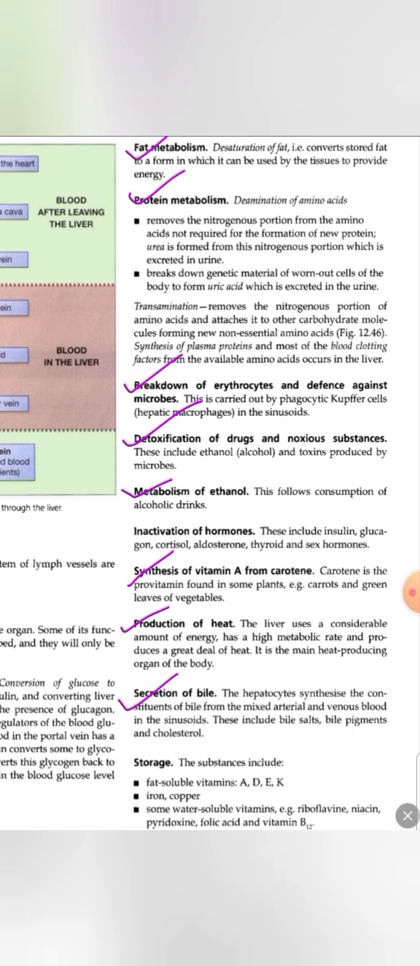And storage, mainly fat soluble vitamins like A, D, E, K. So fat soluble vitamins are stored in liver. And also iron and copper are stored in liver. Then some water soluble vitamins like riboflavin, niacin, pyridoxine, folic acid and vitamin B12 are stored in liver. So these are all the functions of liver.